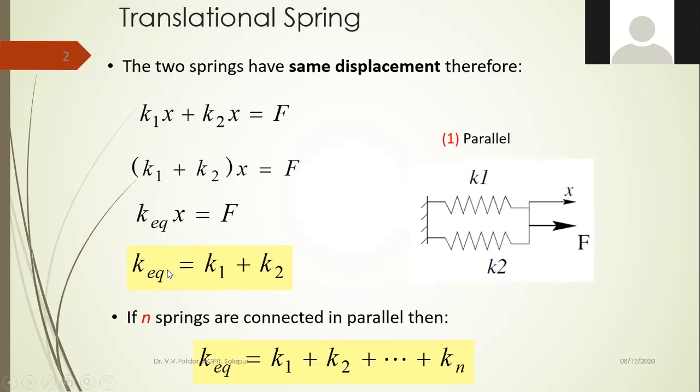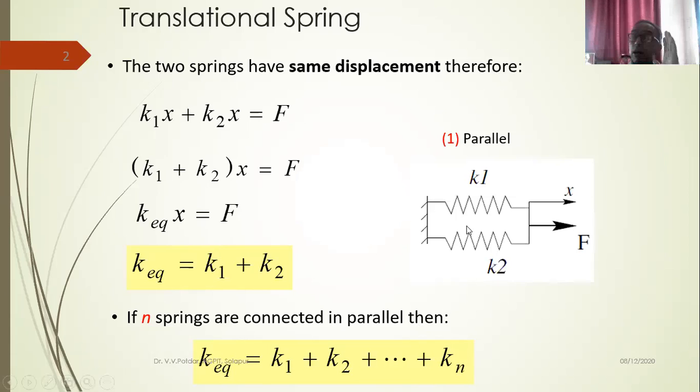So K equivalent for series springs, or this sort of arrangement, is K1 plus K2. Suppose you have n springs arranged diagrammatically in parallel, but as per Raven's nomenclature, n springs are connected in series. If n springs are connected in parallel, or as per Raven's nomenclature series, then we can replace all the springs by one equivalent spring stiffness, K equivalent.